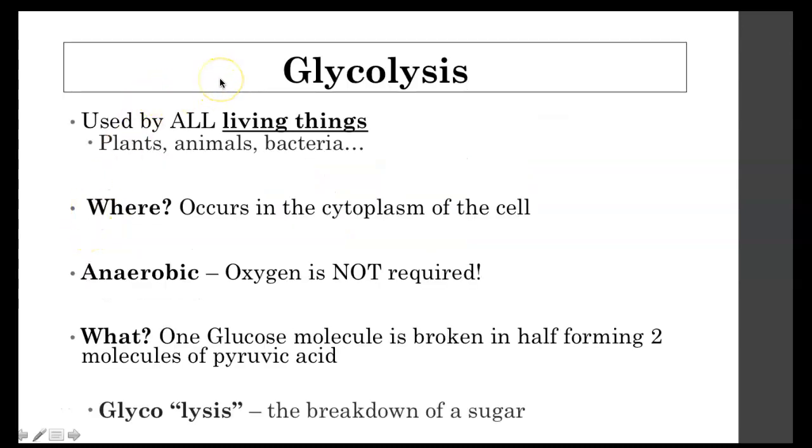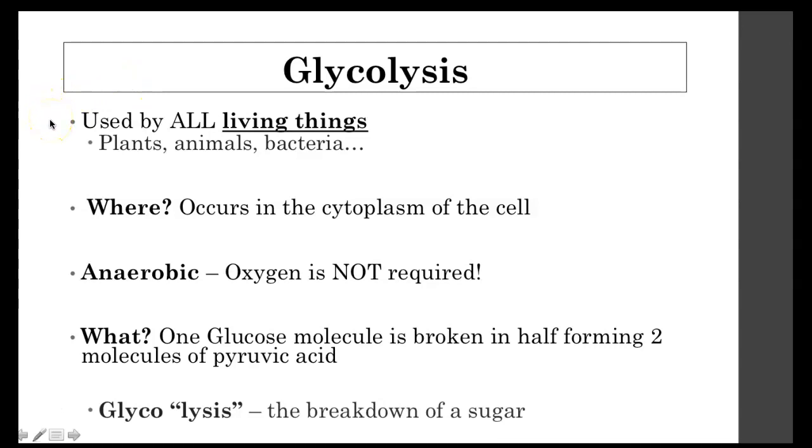Alright, so the first stage of cell respiration is called glycolysis, and if you break the word down, you find two words: glyco, which means glucose or sugar, and lysis, which means to split. So in this process of glycolysis, literally what we're doing is we are splitting a glucose molecule. So hopefully that helps you out.